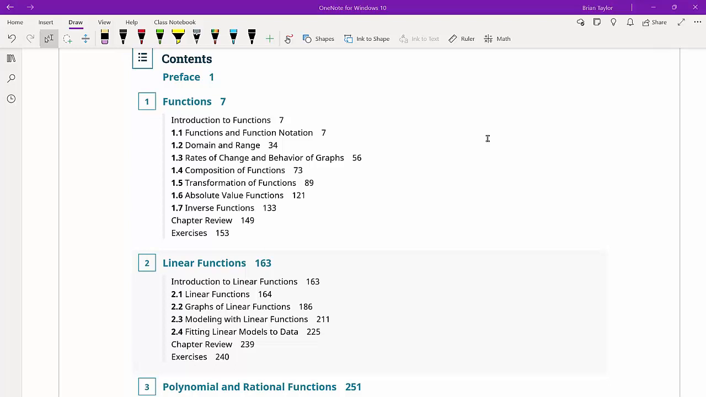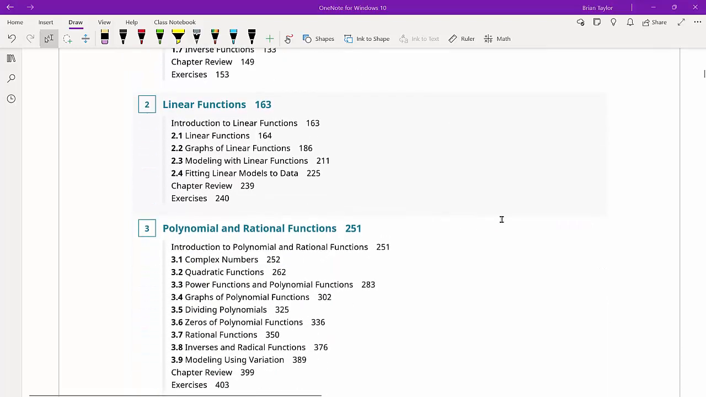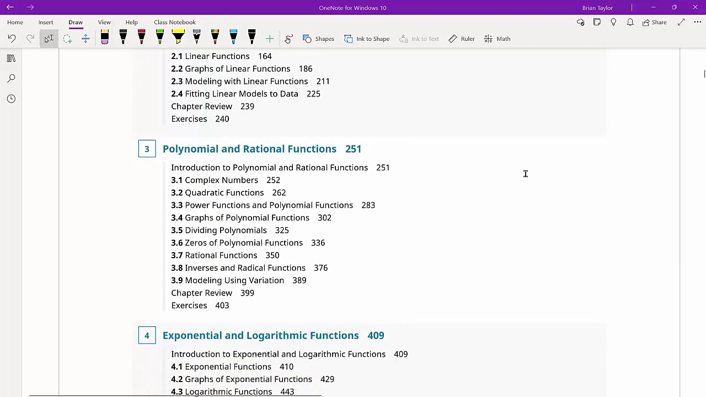The first chapter is all about functions and some of the terminology around functions, such as the difference between a function and a relation, the domain and range, and then various aspects of dealing with functions. The second chapter deals specifically with linear functions. You should probably have had a fair bit of experience already with linear functions, so this should be somewhat familiar to you. Then we move on to polynomial and rational functions.